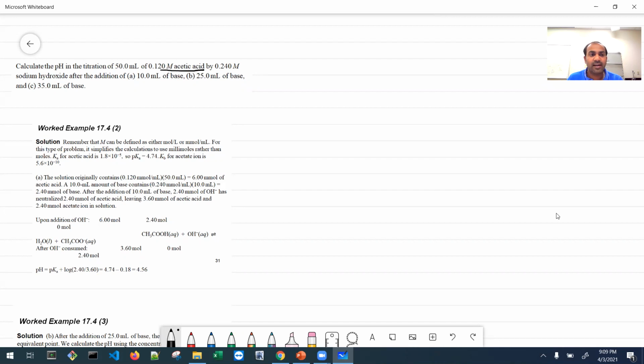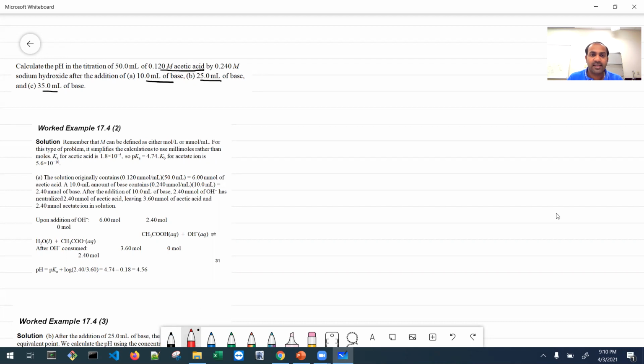So here we need to calculate the pH for this titration after we add, the first condition is after we add 10 milliliters of base, which is sodium hydroxide. And the second case would be after adding 25 milliliters of base. And the third one is 35 milliliters of base. So now what I do is I will write down the information they gave us.